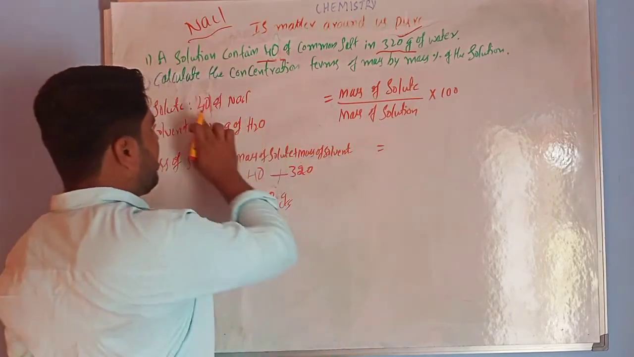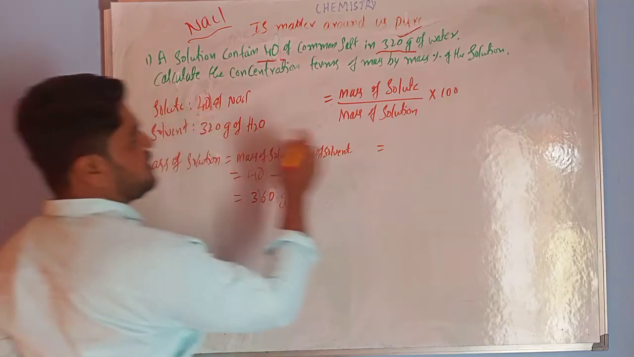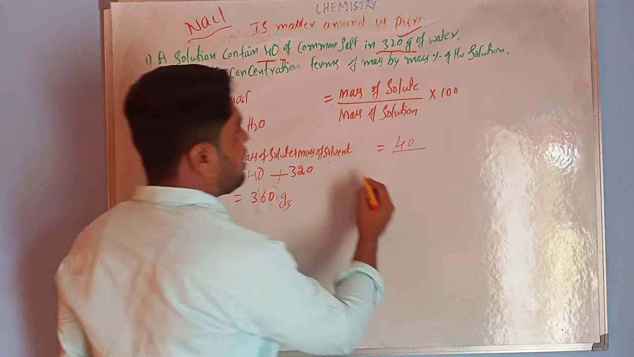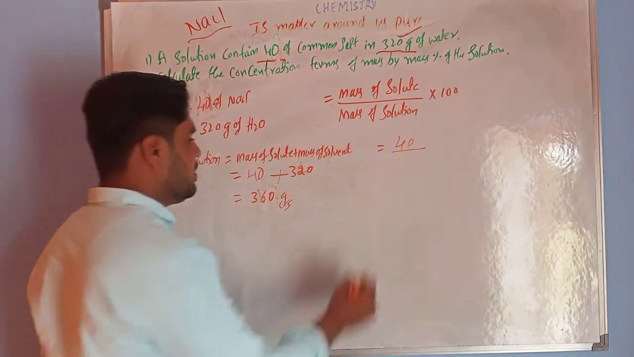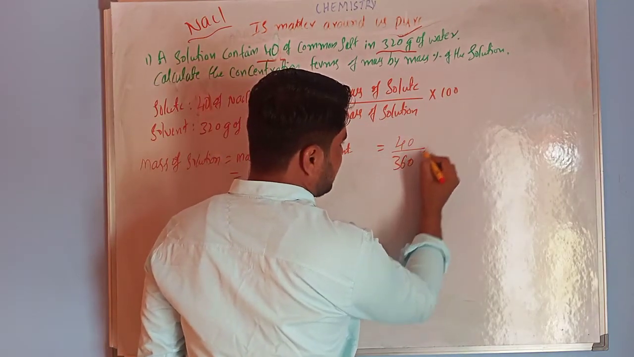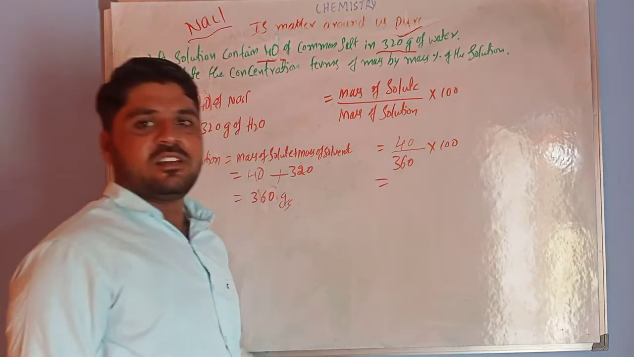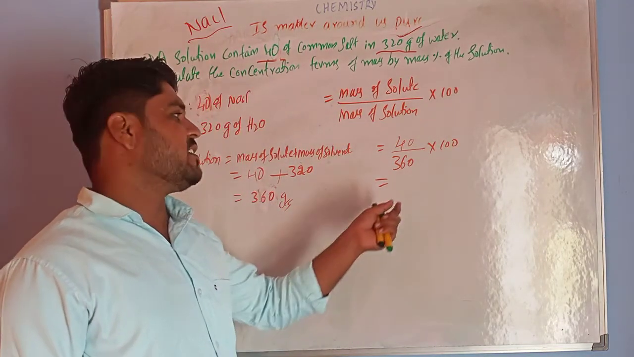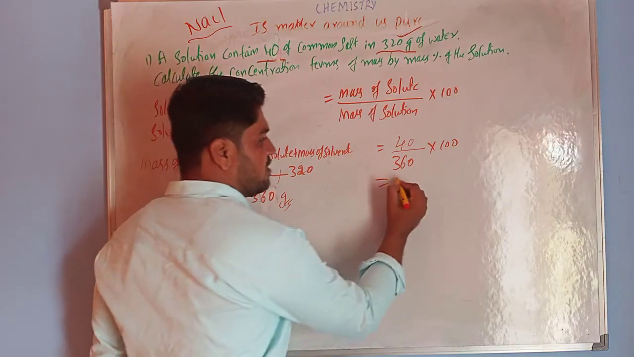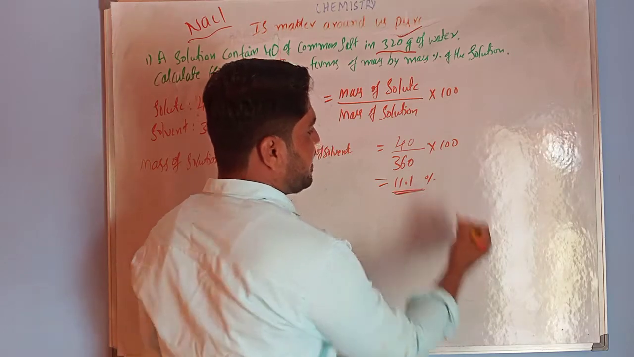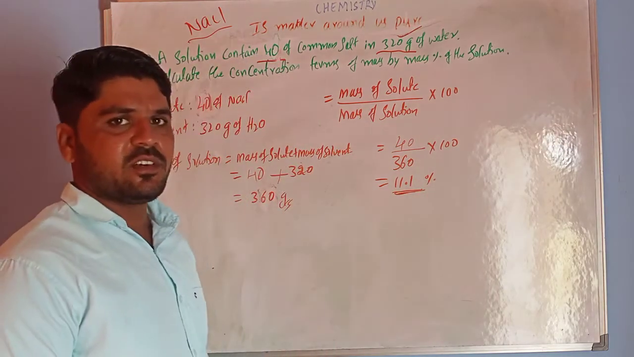Mass of solute is 40 grams, and mass of solution is 360, into 100. Just calculate and you will get the answer, that is 11.1 percentage.